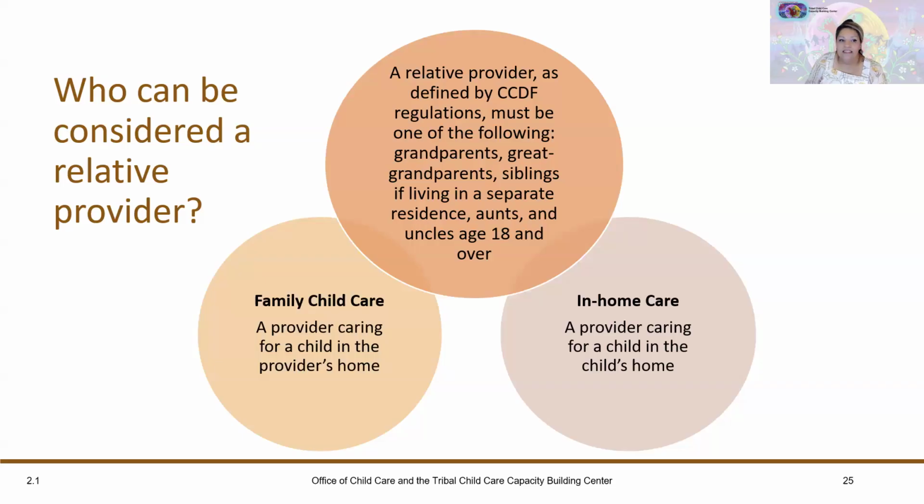So tribal lead agencies can use relative providers in either family child care or in-home care settings. A relative care provider, as defined by CCDF regulations, can only be one of the following: grandparents, great-grandparents, siblings if living in a separate residence, and aunts and uncles who are the age of 18 and over. It's important to note that while other family members like cousins, for instance, may still provide child care, they do not qualify as a relative care provider for CCDF health and safety exemption purposes.